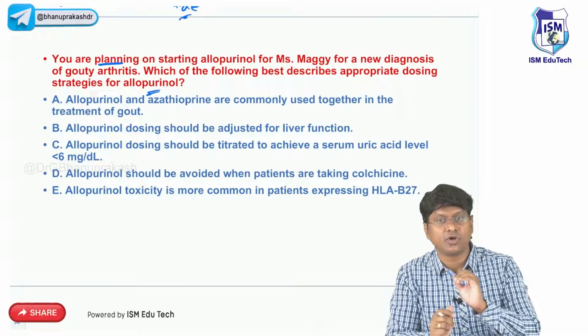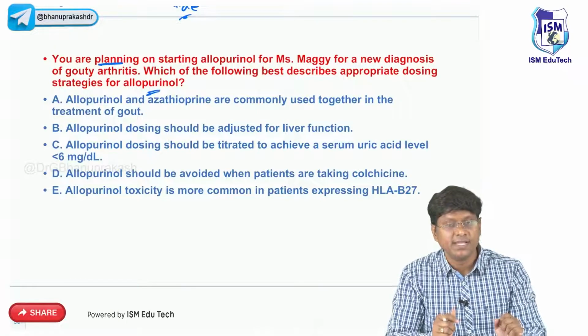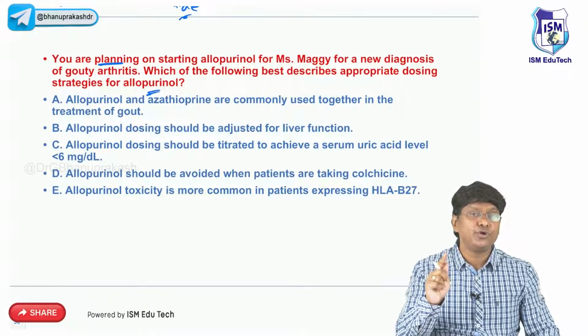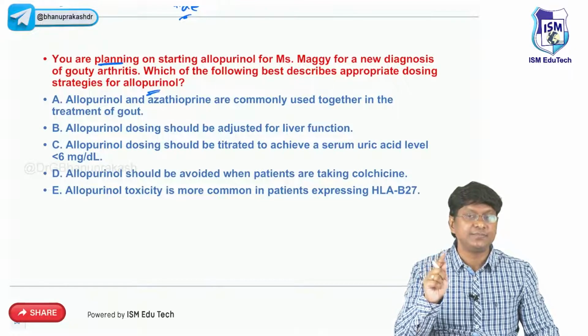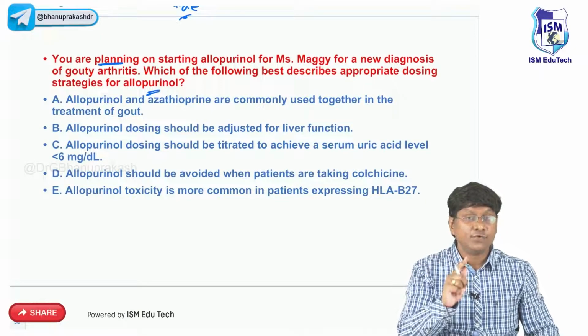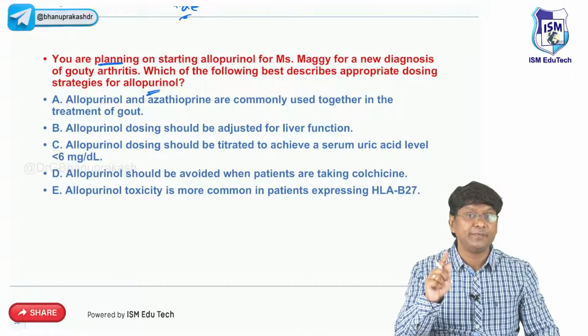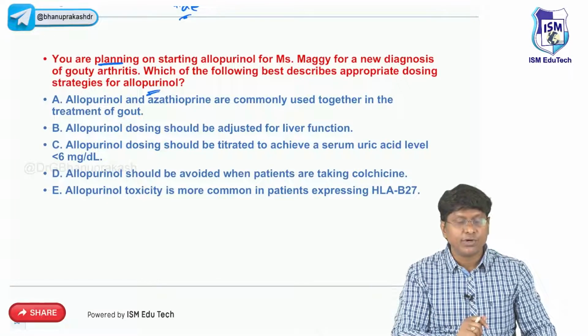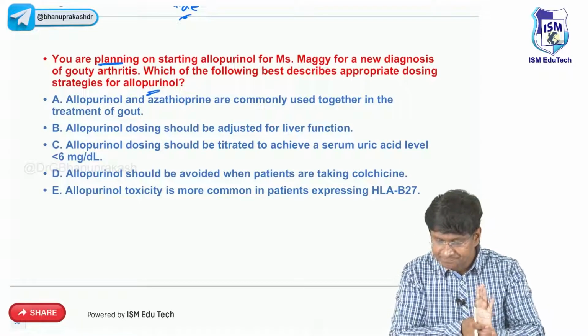Allopurinol and azathioprine are commonly used together in treatment of gout. Allopurinol dosing should be adjusted for liver function. Third option, allopurinol dosing should be titrated to achieve the serum uric acid levels of less than 6. Fourth option, allopurinol should be avoided when patients are taking colchicine. Allopurinol toxicity is more common in patients expressing the HLA-B27. So what do you think is the correct statement here?